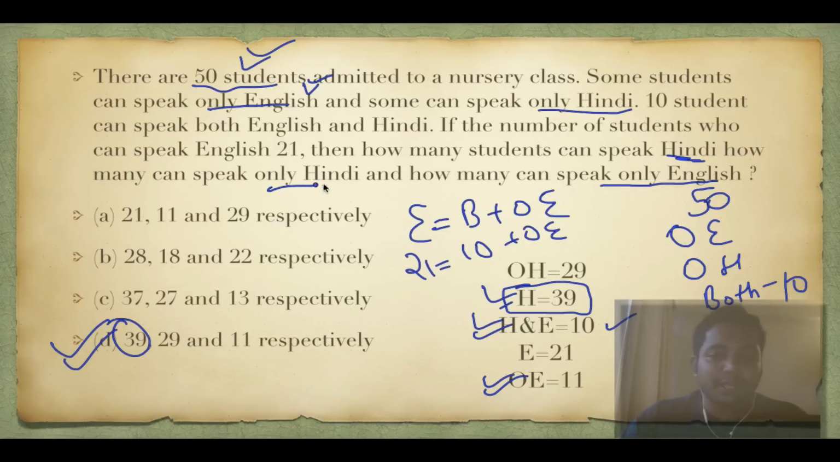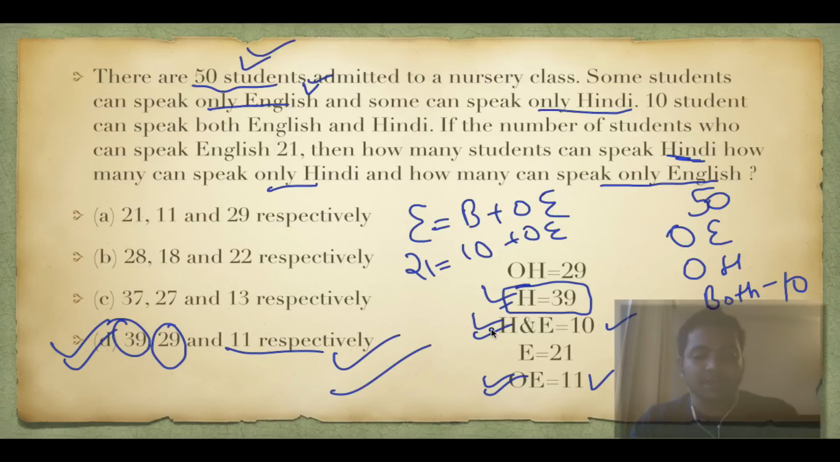How many can speak only Hindi? Since 21 can speak English, obviously 29 are left who can speak only Hindi. And how many can speak only English? We have deciphered earlier, 11. So the answer will be 39, 29 and 11. See, even if you know 39 is the correct answer, you just move ahead and mark the question. Is that understood? Because 39 does not figure in any of the options. Options are very, very crucial while you're solving a CSAT paper.